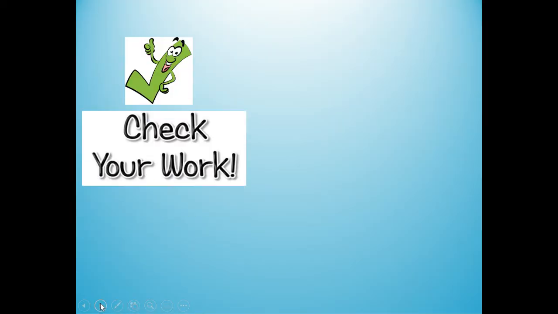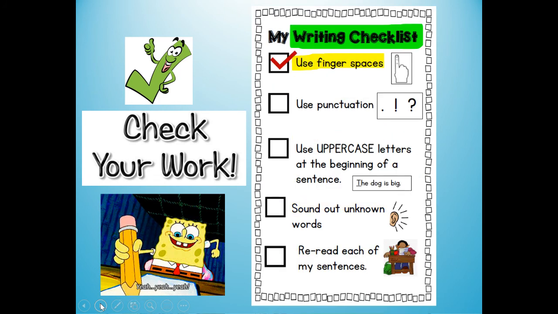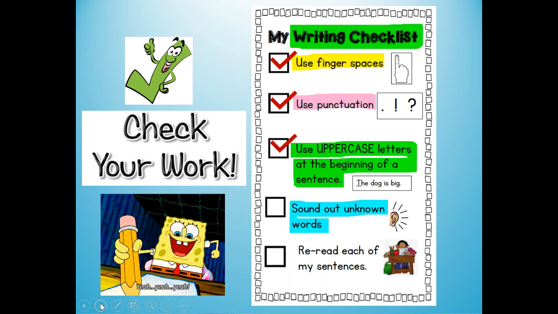All right, so now it's time to check your 4 sentences, your retell, and we're going to look again at our writing checklist. Did you use finger spaces between each of your words for each of your 4 sentences? Did you use punctuation? Put a period at the end of each of your 4 sentences. Did you use uppercase letters at the beginning of each of your sentences? Did you sound out and write any unknown words, write the sounds of those words? And then my favorite, did you reread each of your sentences?